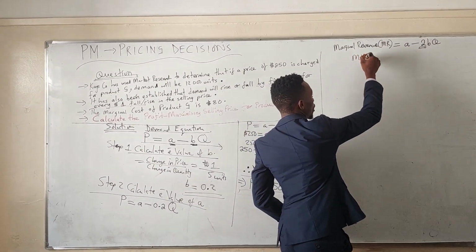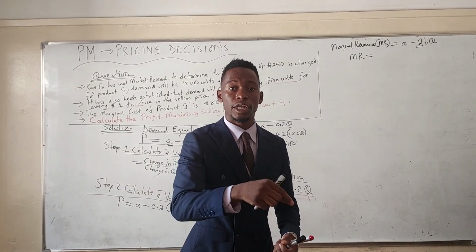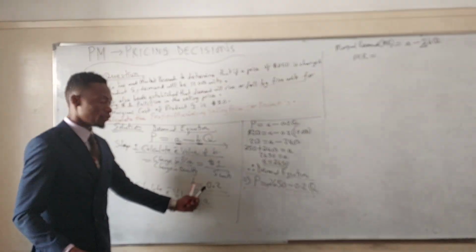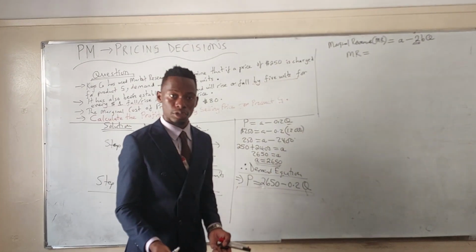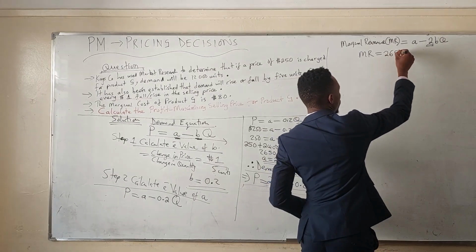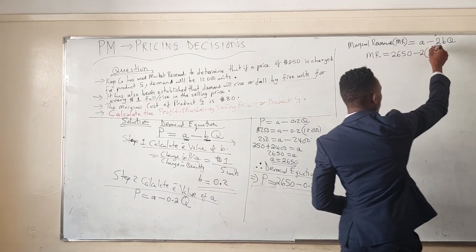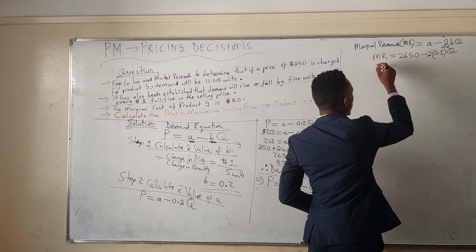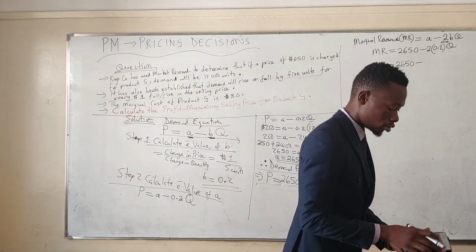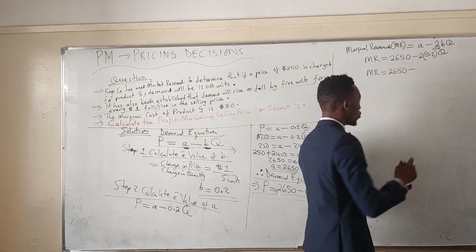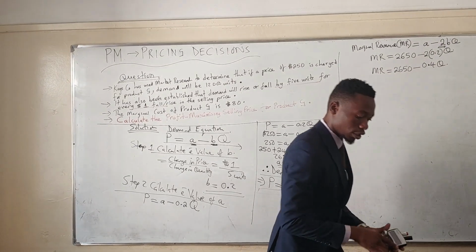So allow me to do this. MR is equal to, guys, have you seen that we now have the value of A and B? From step 1, the value of B is 0.2. From step 2, the value of A is 2650. Allow me to substitute that. So A, 2650, less 2 open bracket, the value of B, which is 0.2 here, then we have Q. So MR here is equal to 2650, less, if you multiply, that's 0.4Q.